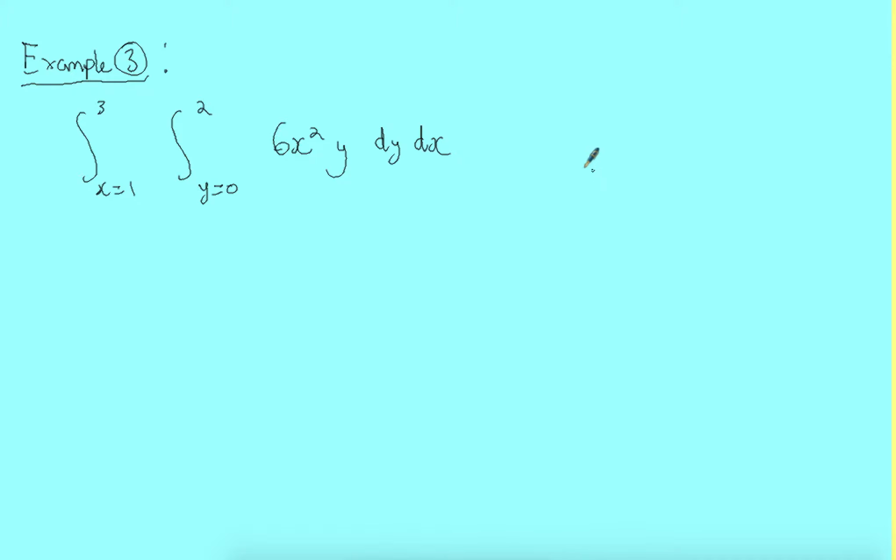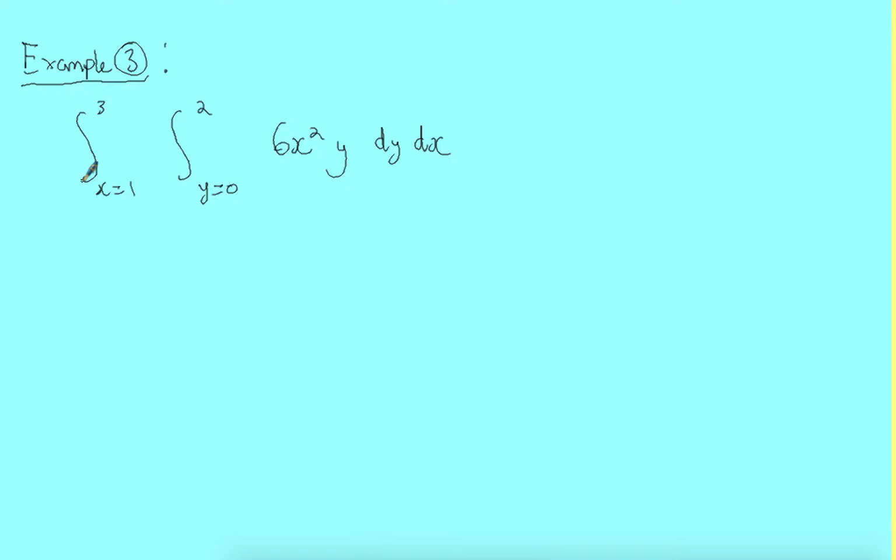So this is going to have that same region of integration. Okay, so I wanted to do this time the integral between x equals 1 and 3, y equals 0 and 2, of 6x squared y dy dx.